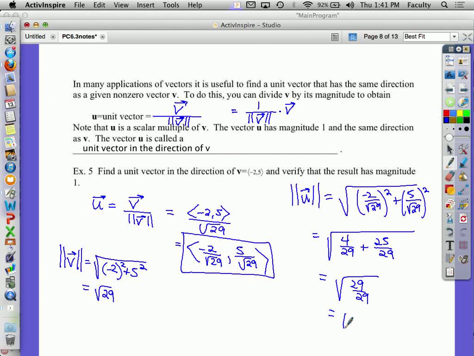All right, example 6 is the exact same type of problem. What I want you to do is I'm going to give you a head start. It says find a unit vector in the direction of 5, negative 12 and verify that the result has magnitude 1. So let's see if you can do this.